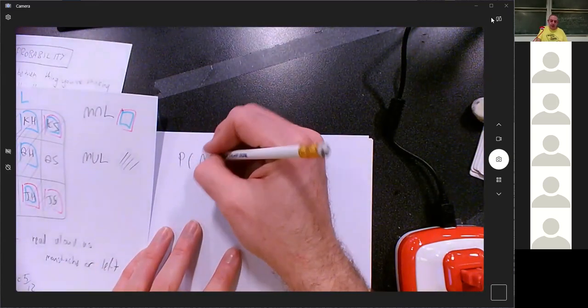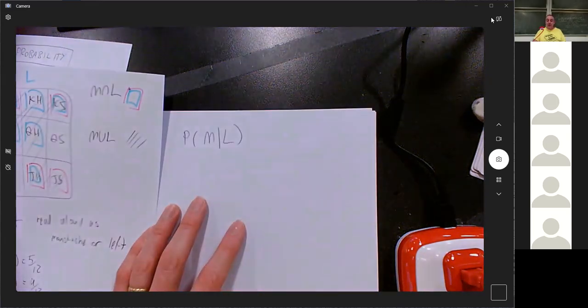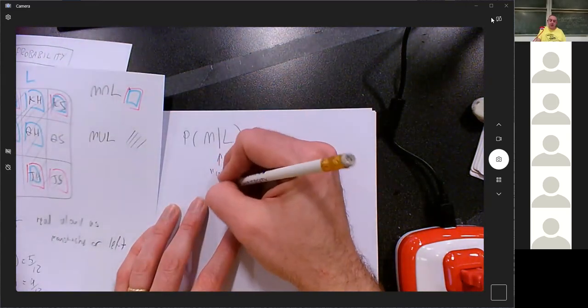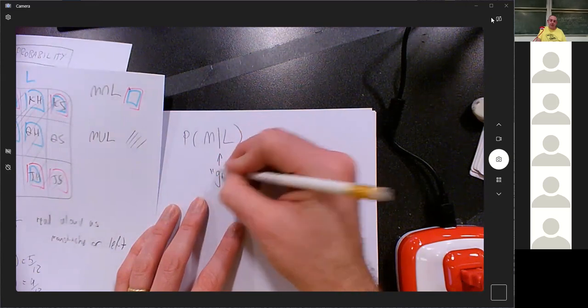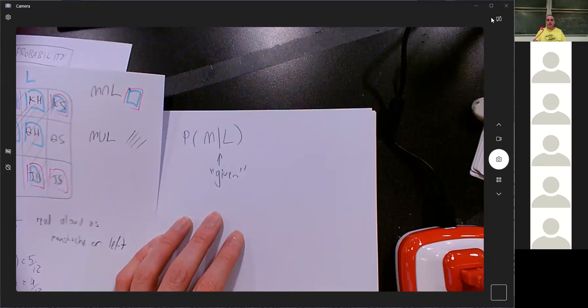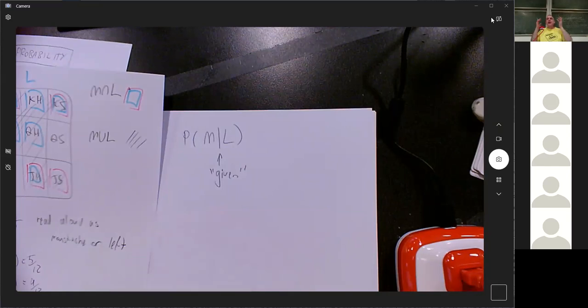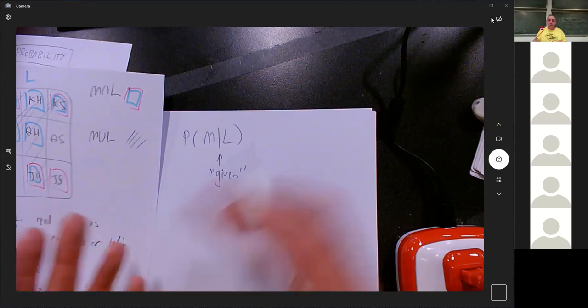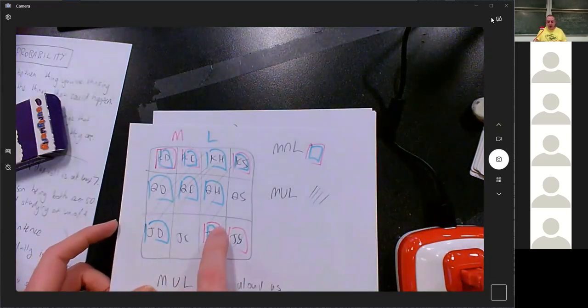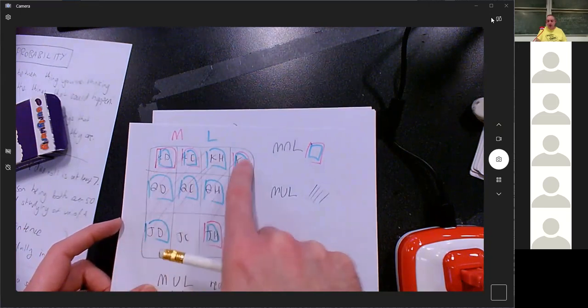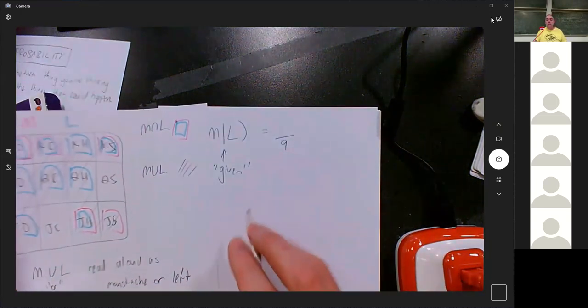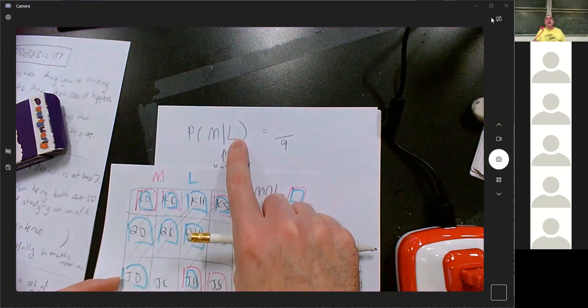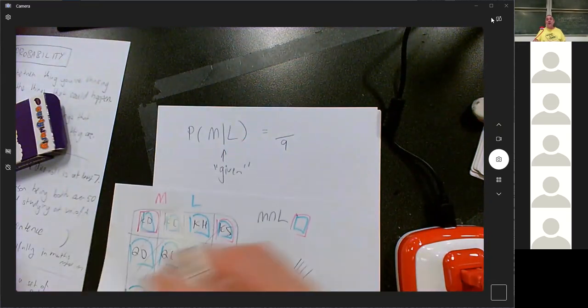Now let's just do one more calculation. So the probability of M given L, that's this thing here, and this is pronounced usually given. But in my head it's out of. What's the probability of having a moustache, but only out of those that are looking left? That's what that says. And so for me, the number that are looking left is 1, 2, 3, 4, 5, 6, 7, 8, 9. So it'll be out of 9 because we're only looking at the ones that are looking left. This is called conditional probability.